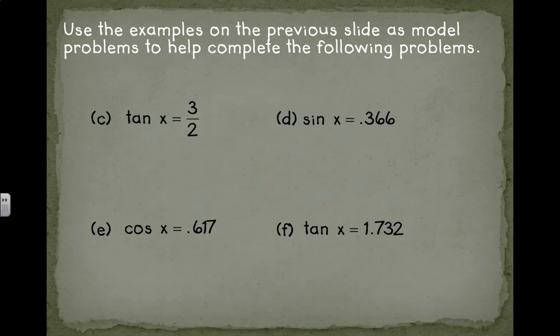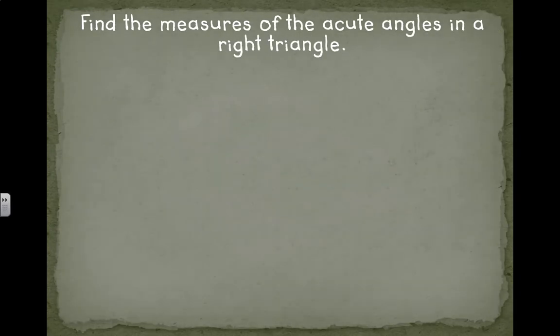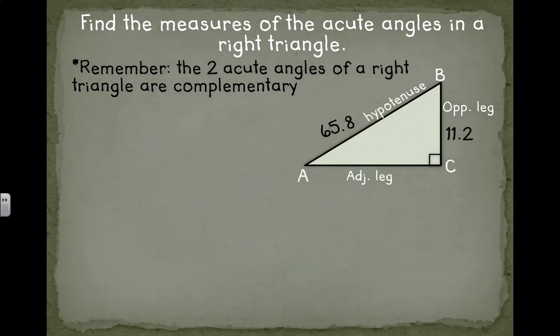Alright, so that's just kind of learning how to set up the problems using the inverse and then how to put it into your calculator. So let's see how you are going to work this out if you're being asked to find the measures of the acute angles in a right triangle. So remember, the two acute angles of a right triangle are complementary, which means they add to equal 90. So if I find one angle measure, I certainly could subtract from 90 and get the second one. So here's your triangle. You have two side lengths: the opposite leg length from A, and the hypotenuse.